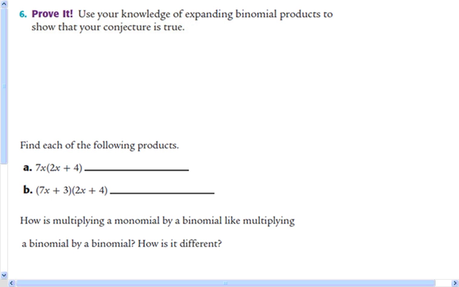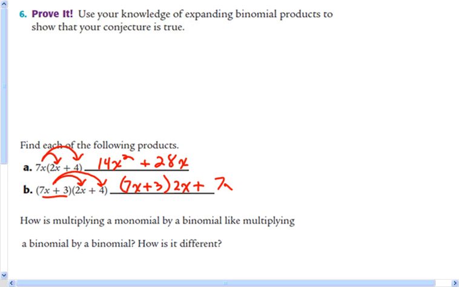It says find each of the following products. To do that, we just need to multiply 7x times 2x, which is 14x squared, and 7x times 4, which is 28x. Now the second one, we need to multiply a binomial times a binomial. So we need to do 7x plus 3 times 2x, and then we need to do the first binomial times the second part of that.